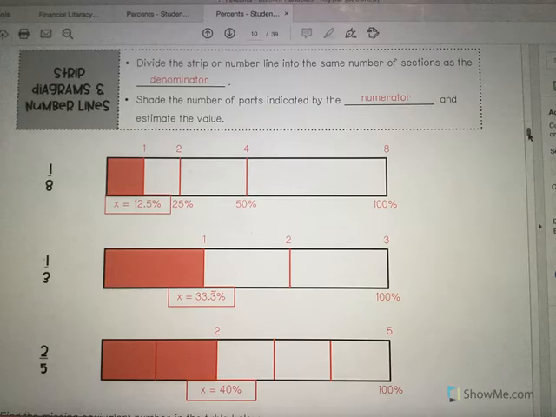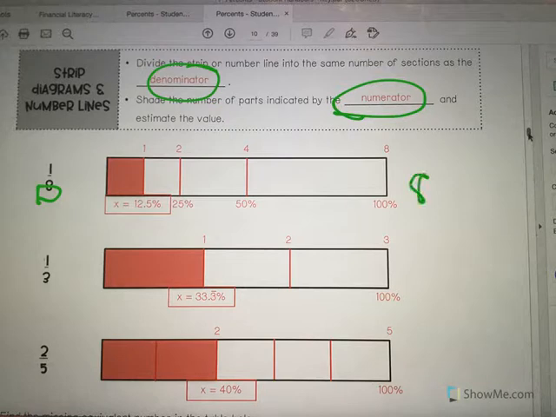Okay, so you can see these are some really popular fractions. Again, our denominator has to be 100. So divide the number strip into the same sections, or 100, and you're going to shade the parts that our numerator is. So if your whole is 8, you're going to divide this into 8 sections, and then 1 out of the 8 is about 12.5 sections there. Or you could just do it as a proportion.